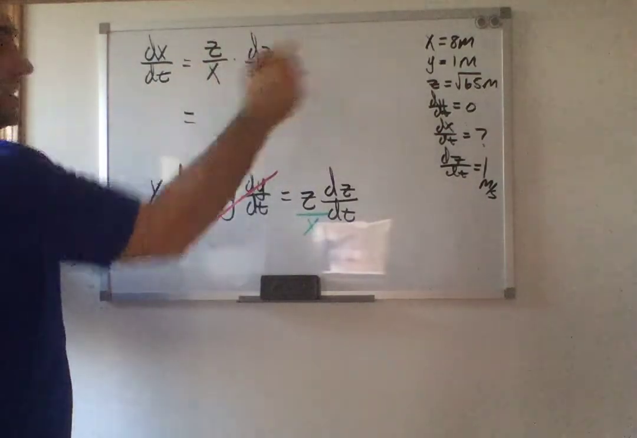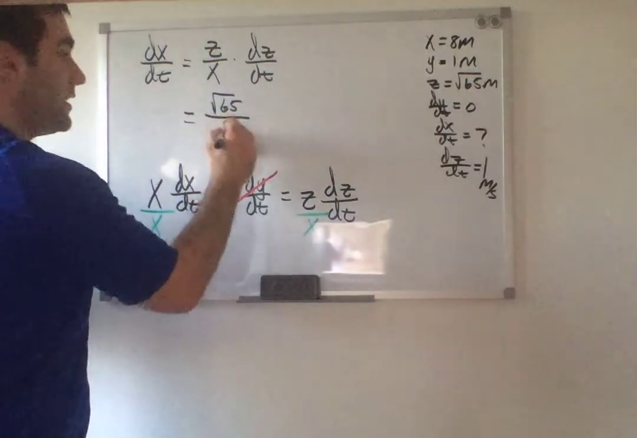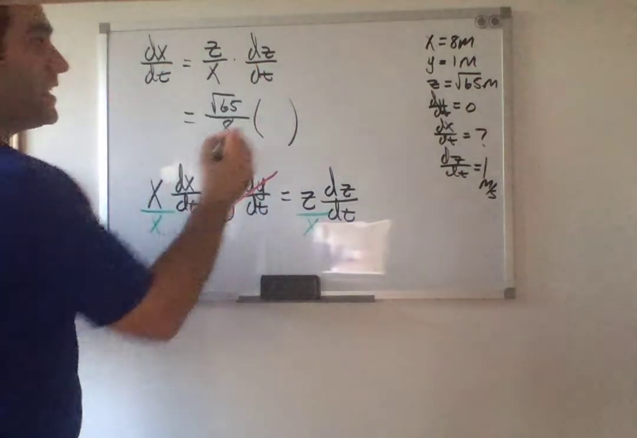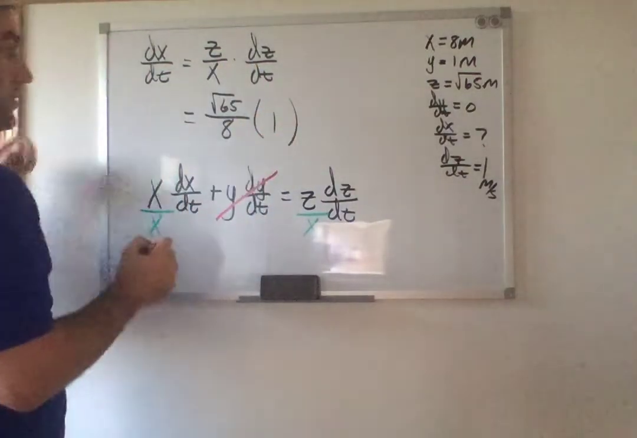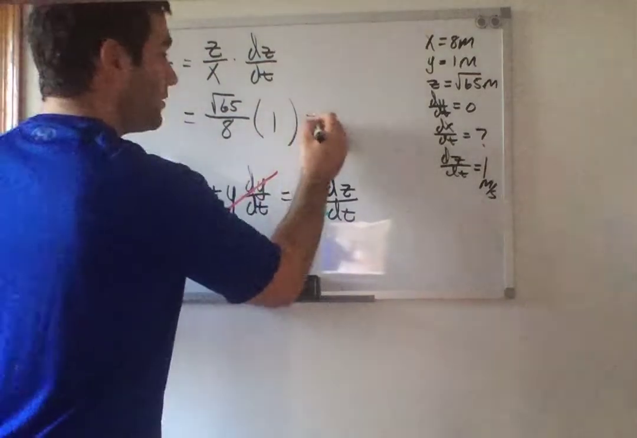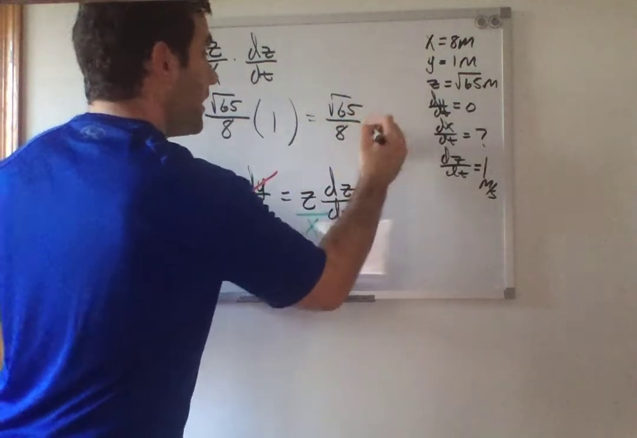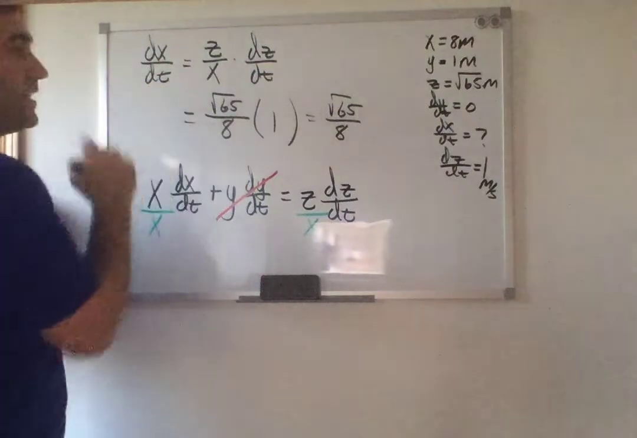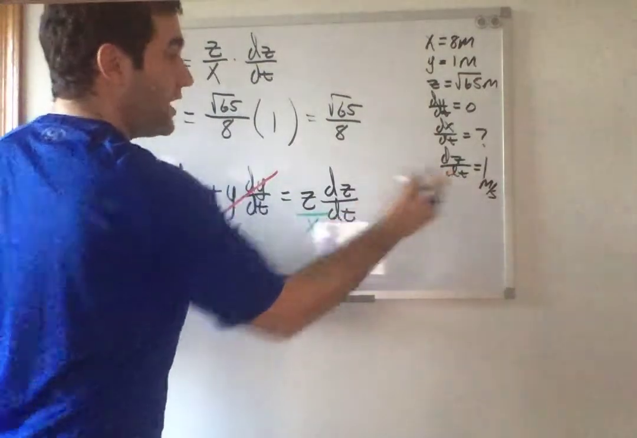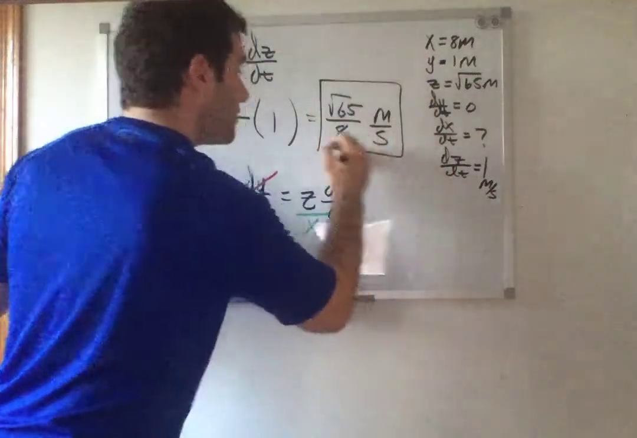Well, we know what z is. It's square root 65. We know what x is. It's 8. Times dz/dt, which is just 1. So this becomes a very easy multiplication, and it's just square root 65 over 8. And since this is a dx/dt, think about the units. The dy/dt and dz/dt were all meters per second. So this should be meters per second. And here is our answer.